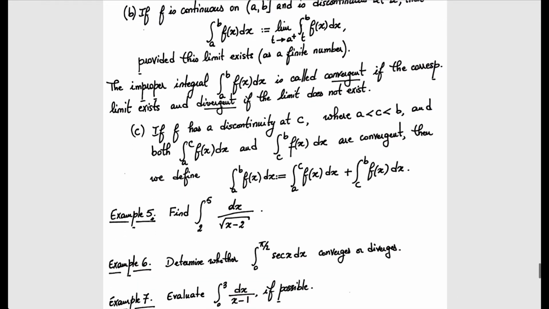Let's do example 5. Find the integral from 2 to 5 of dx over square root of x minus 2. So this is example 5. Here we need to evaluate the improper integral from 2 to 5 of 1 divided by square root of x minus 2 dx. It's worth noting that this is actually an improper integral, right? Because we have a discontinuity at the lower bound, which is 2. 2 is not part of the domain of this function.